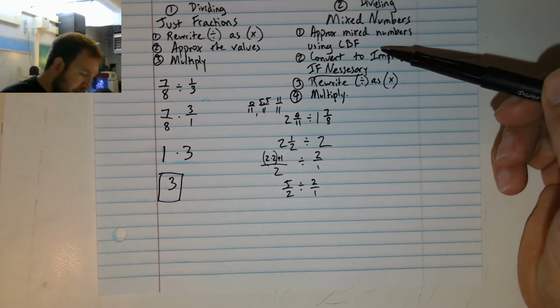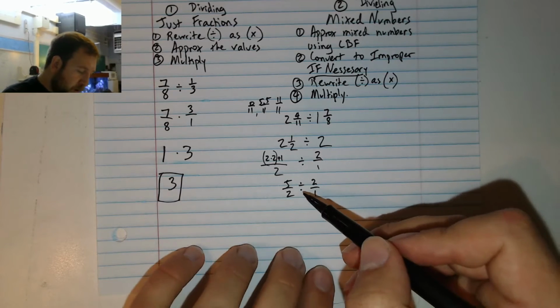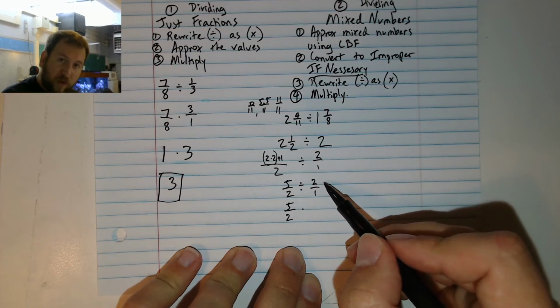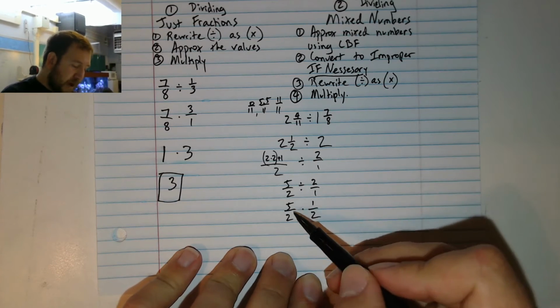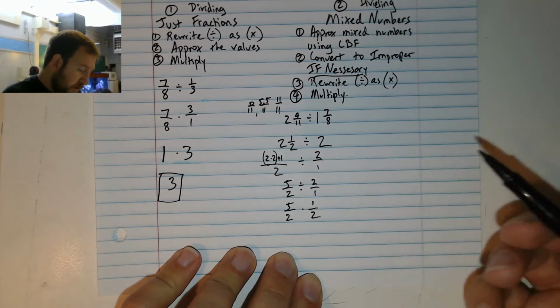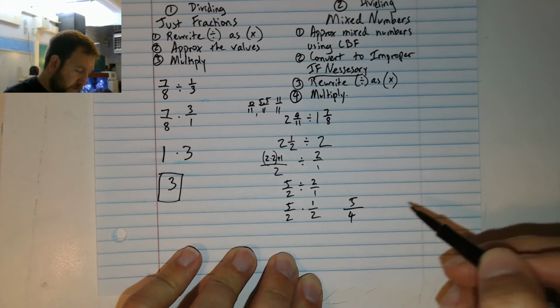Okay, now rewrite division as multiplication. So remember, when I do that, I have to take the reciprocal of my second number. Now I have 5/2 times 1/2. And now I can just multiply just like I normally do. 5, 2 times 2 is 4.